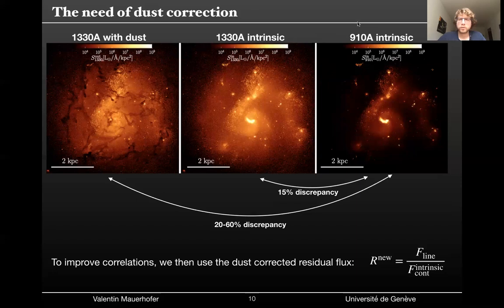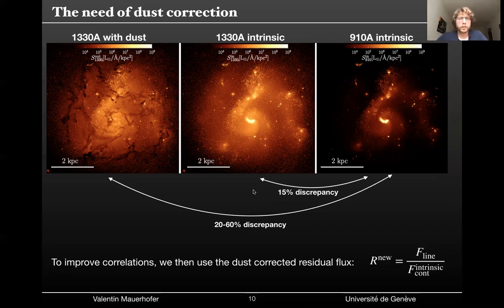So this creates discrepancies between the line and the escape fraction and a lot of scatter. Whereas if we use an intrinsic, non-ionizing continuum, there are still differences due to old stars that still emit at this wavelength, but not in ionizing photons. Now the discrepancy is only of 15%.